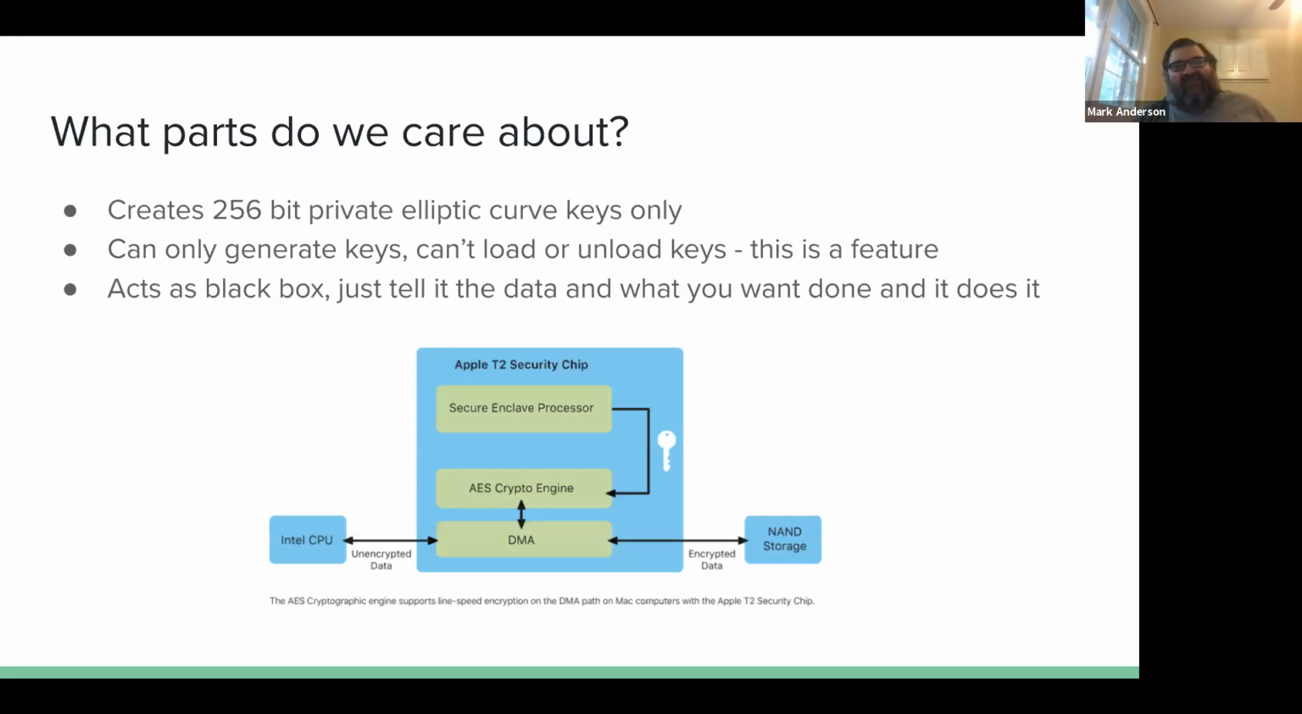All right, so what do we really care about? This is the bit that we really care about: it creates 256-bit private elliptic curve keys. So you're locked in to your algorithm. It's a good algorithm, so it's not such a bad thing. But if you're doing something where you need a particular algorithm, you're kind of out of luck. It can only generate and load its own keys. It can't load keys from the outside. It can't tell you what its keys are. And that's considered a feature. The idea is, unless somebody's really going at this, your encryption keys are safe.